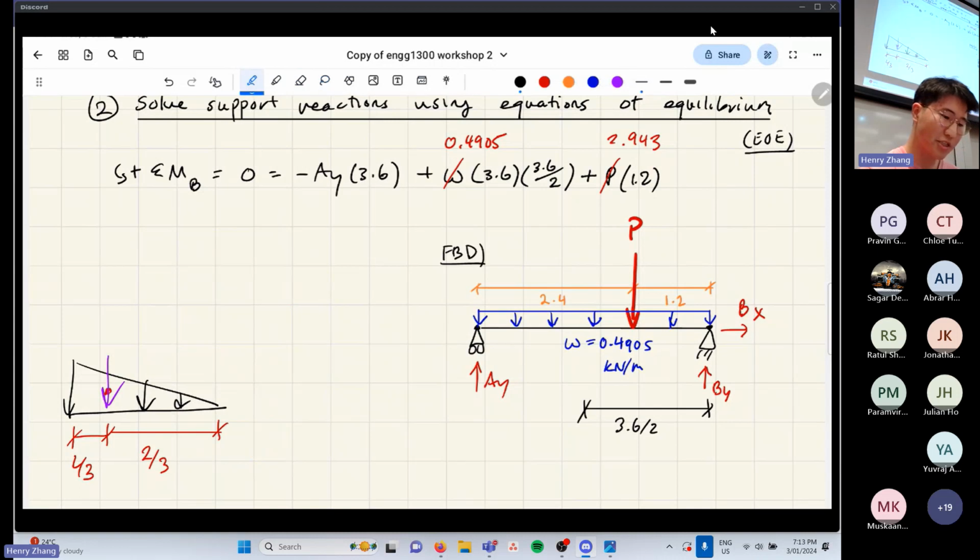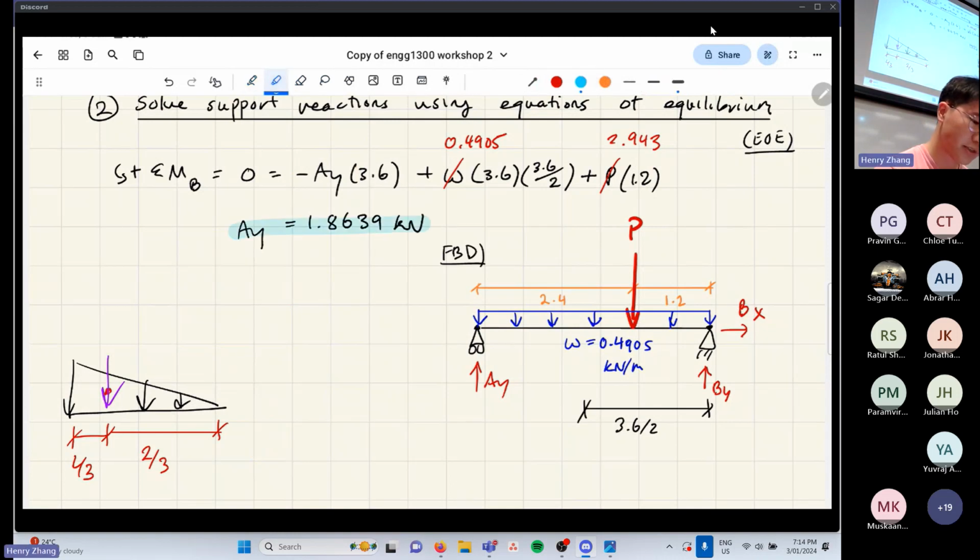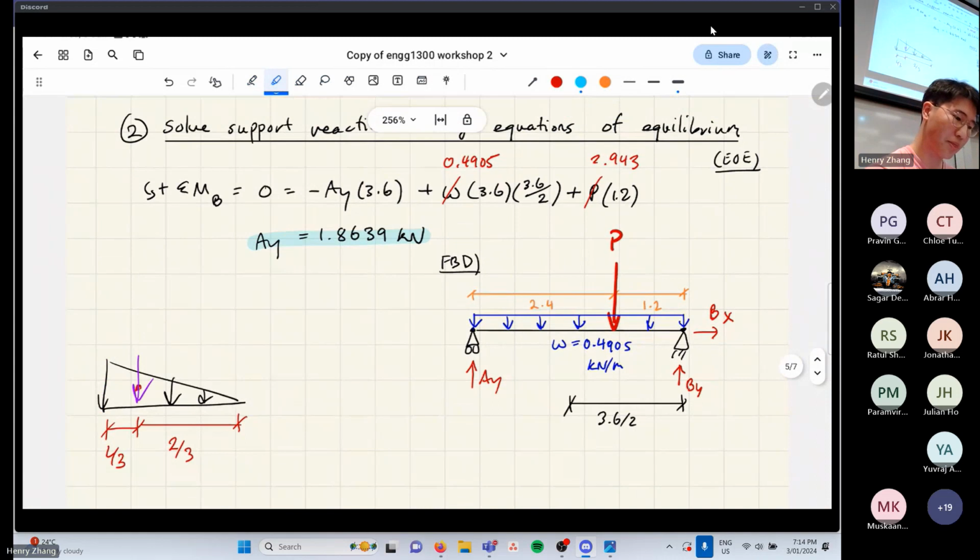All right, but essentially, we've just got that one unknown now. So we rearrange for it and solve for it. Right, so now we have AY, it's all good.